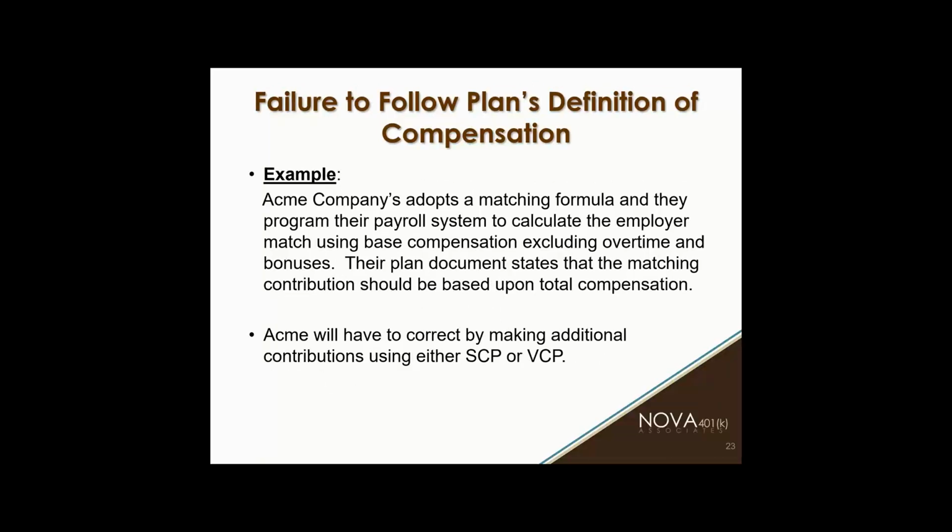So here's just a simple example. If you have a company that adopts a matching formula and they have to program the payroll system to calculate the match, and they use base pay, but the plan document indicates that it's total gross, then all your computations are incorrect. So we would normally fix that under either the self-correction program, or depending on how far back it goes and how significant the problem is, the voluntary compliance program.